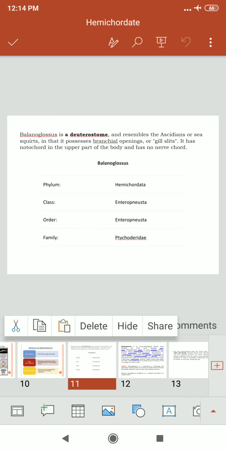You can see this Balanoglossus is a deuterostome and resembles the ascidians or sea squirts in that it possesses branchial openings or gill slits. It has a notochord in the upper part of the body and has no nerve cord. The taxonomic study of these Balanoglossus is mainly based on the opening of the gill slits, and the phylum is Hemichordata, class Enteropneusta, order Enteropneusta, and family is Ptychoderidae.